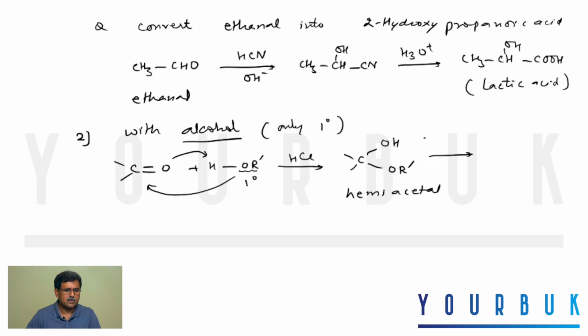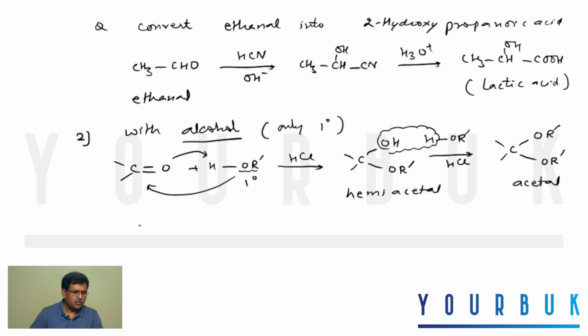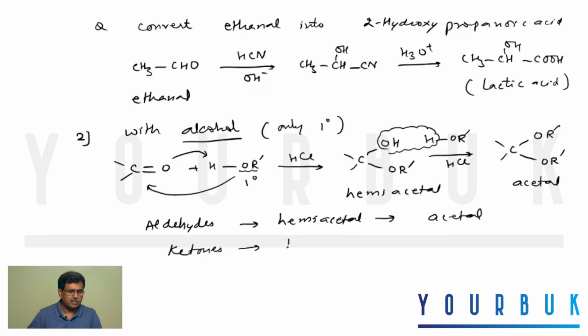This is called a hemiacetal. And this on further reaction with the same monohydric alcohol in acidic medium undergoes dehydration, loss of water, to give an acetal. This is called an acetal. So if we are starting with aldehydes, aldehydes first give a hemiacetal and then give an acetal. And ketones first give a hemiketal and then give a ketal.